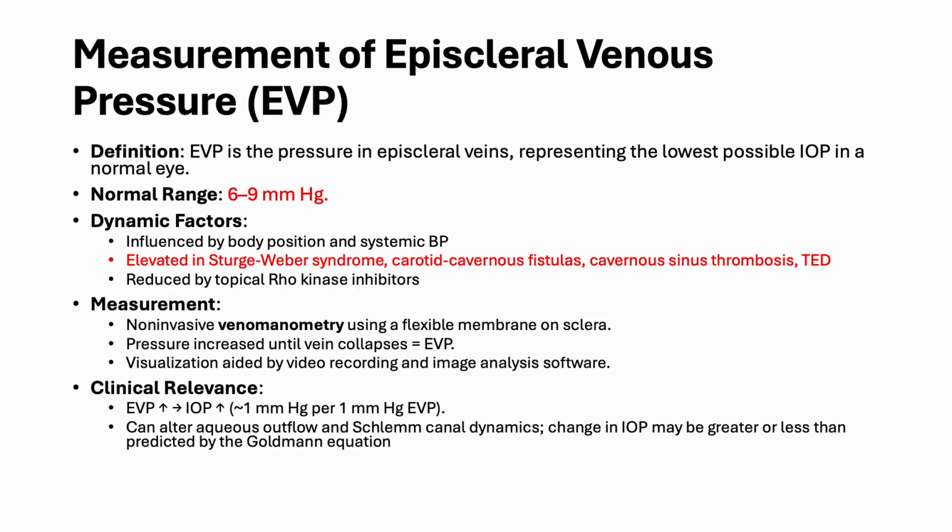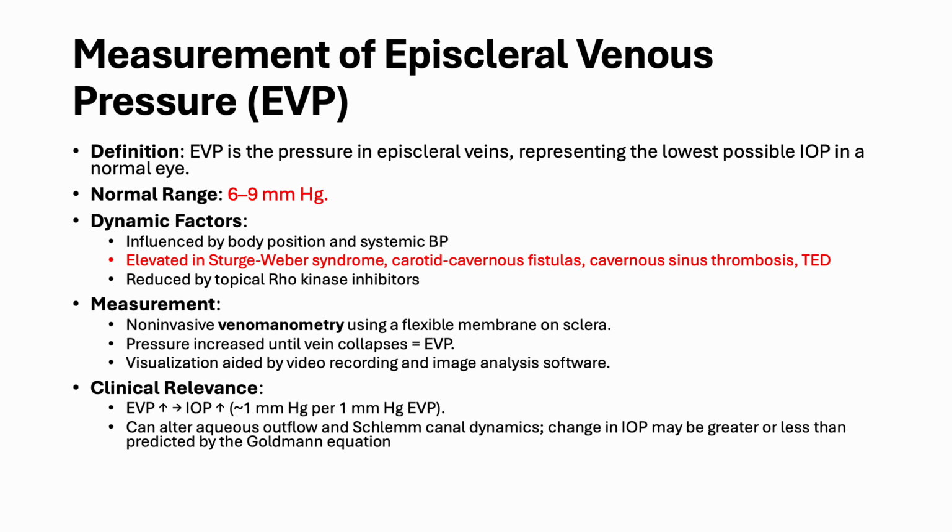This slide covers the measurement and significance of episcleral venous pressure, or EVP, which is the pressure within the episcleral veins and represents the lowest possible intraocular pressure that the eye can achieve. The normal range for EVP is approximately 6 to 9 millimeters Hg. Several dynamic factors influence EVP. It varies with body position and systemic blood pressure. It can be elevated in conditions such as Sturge-Weber syndrome, carotid cavernous fistulas, cavernous sinus thrombosis, and thyroid eye disease. EVP can be lowered by topical Rho kinase inhibitors, which enhance aqueous outflow.